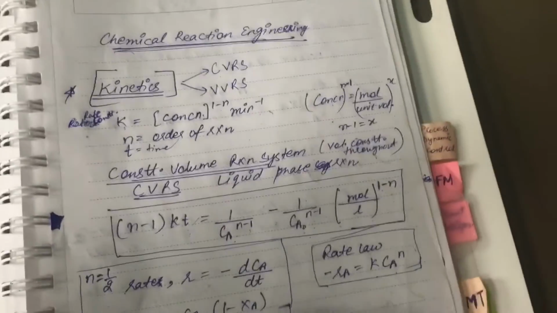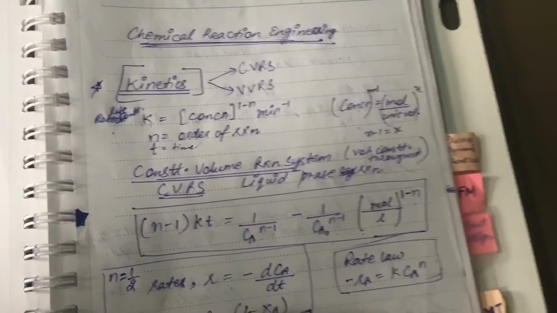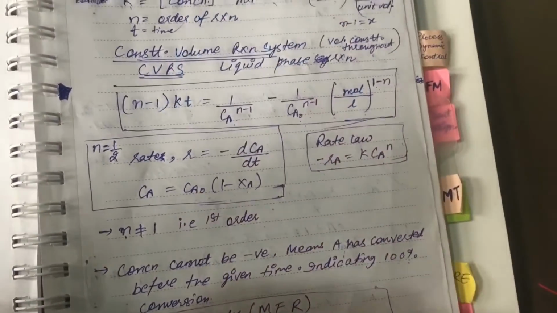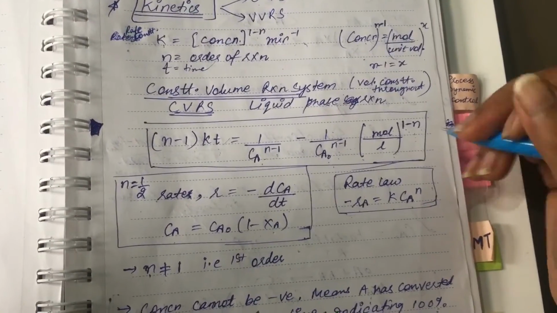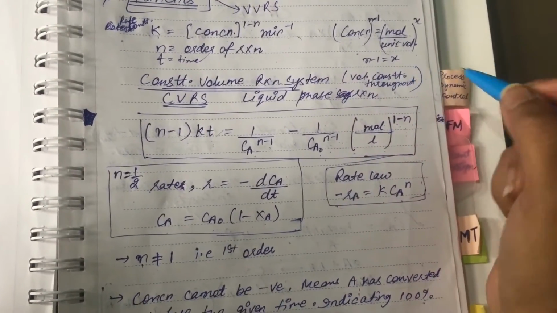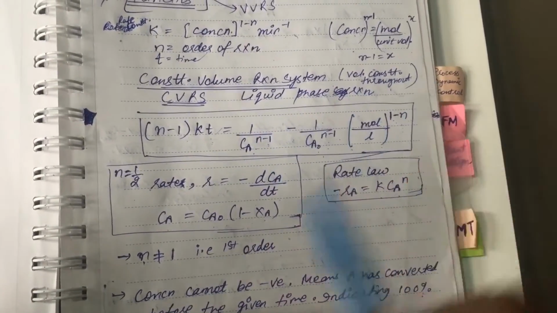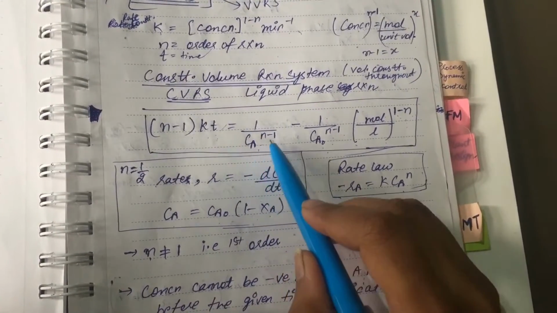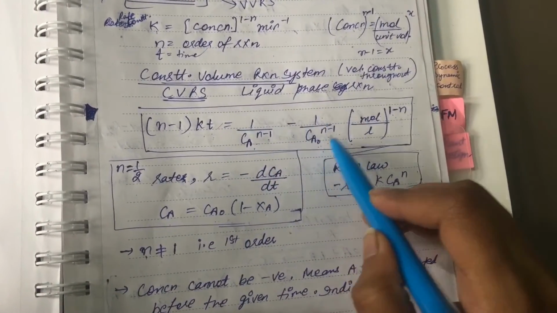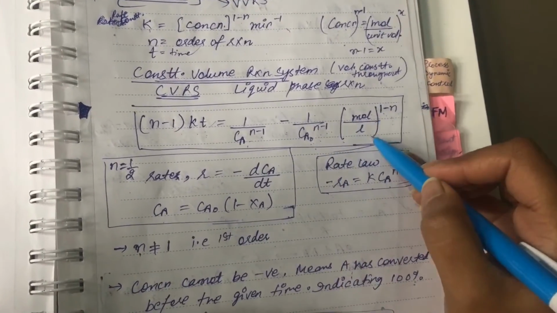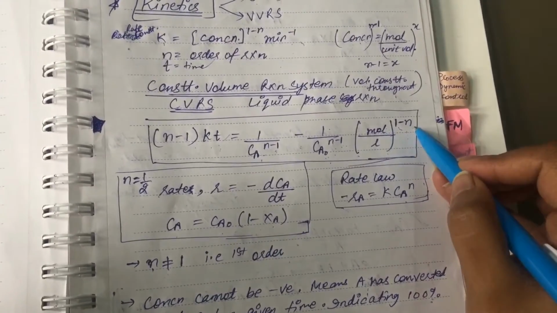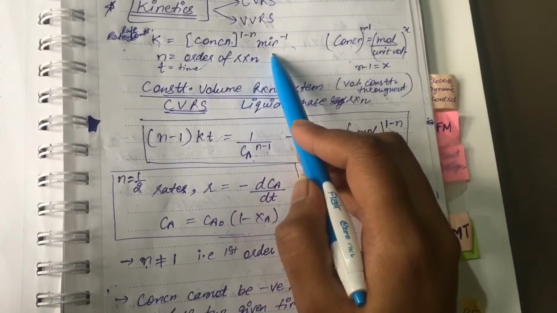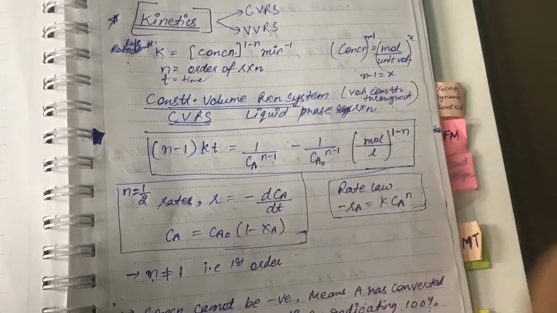Let's get started. The very first topic is kinetics, in which we are going to start with the constant volume reaction system, which is also called CVRS. Volume is constant throughout and it occurs in the liquid phase. The formula is given as (n-1)kT = 1/Ca^(n-1) - 1/Ca0^(n-1), where k is our rate constant with units of concentration to the power 1-n per minute, n is our order of reaction, and T is time.